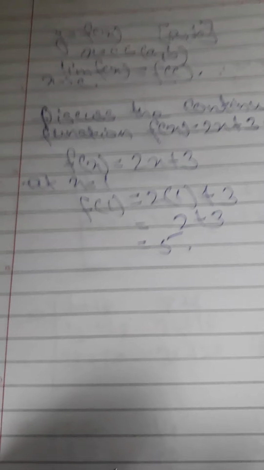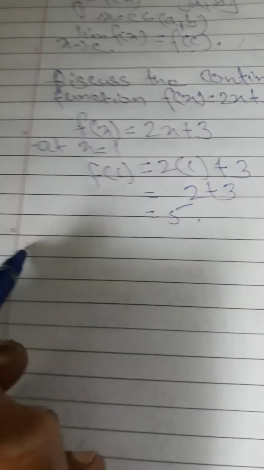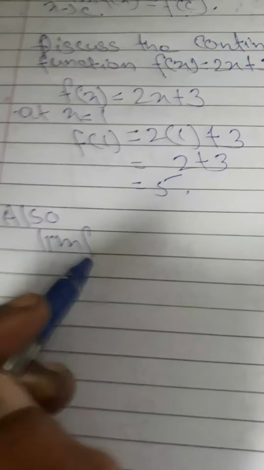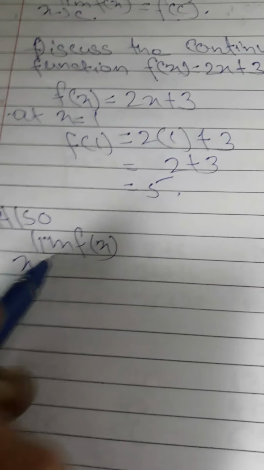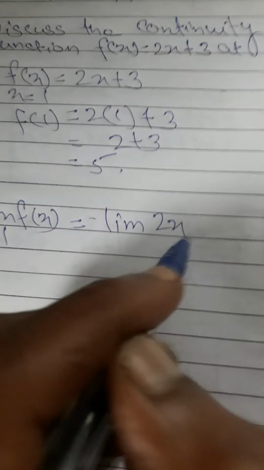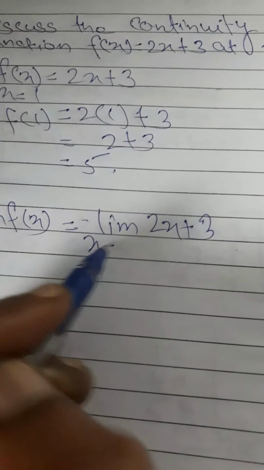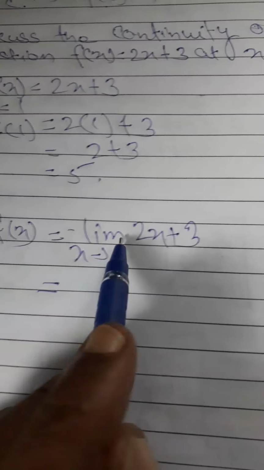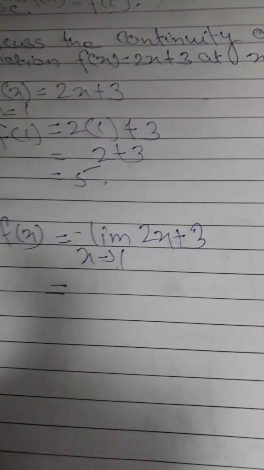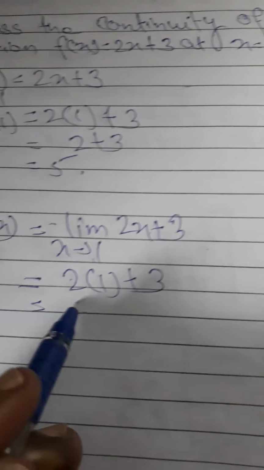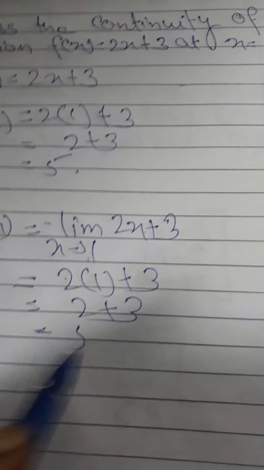Now I will be checking the limit of this function as x tends to 1. Also, limit of f of x as x tends to 1 is equal to limit of 2x plus 3 as x tends to 1. If I directly substitute x is equal to 1, it is not going to take any intermediate form. So directly substitute. So it is 2 into 1 plus 3, that is 2 plus 3, that is equal to 5.